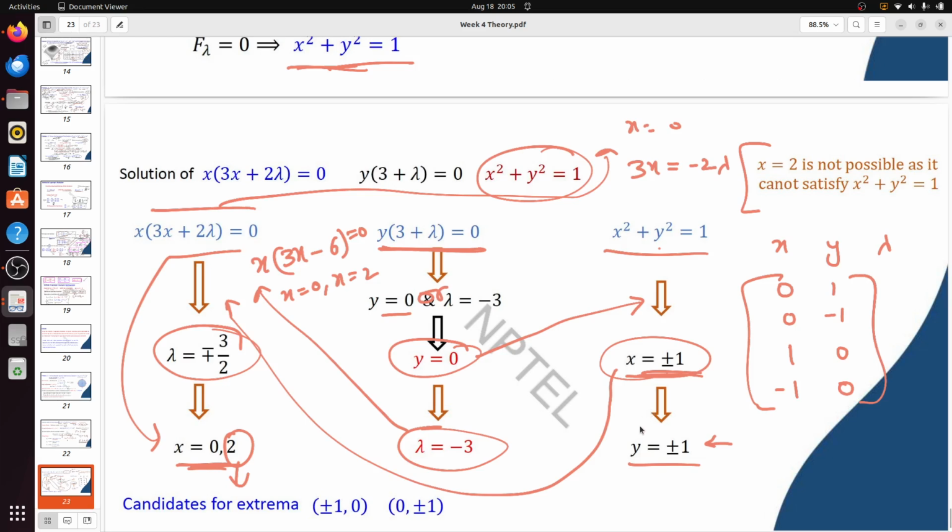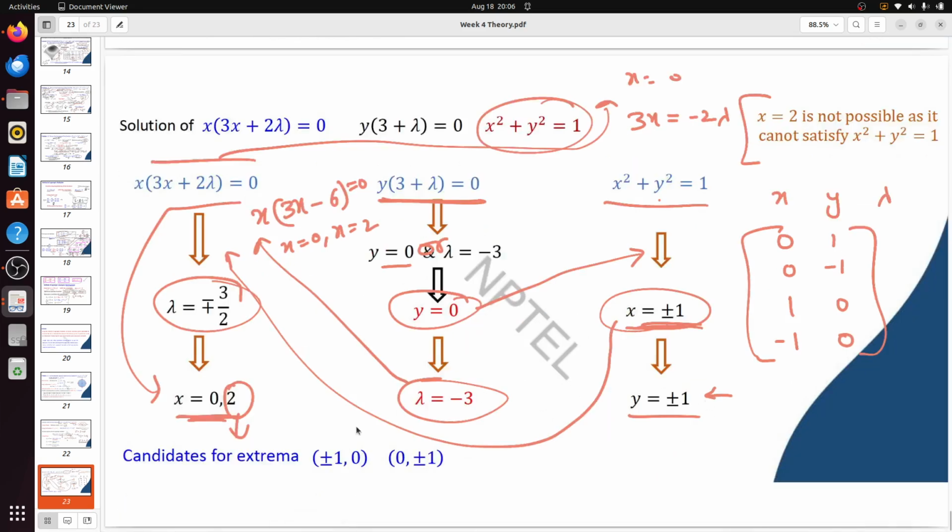Similarly, if you take them up, you are going to have only candidates for extrema to be plus minus 1, 0 and 0, plus minus 1. So that is it for today.